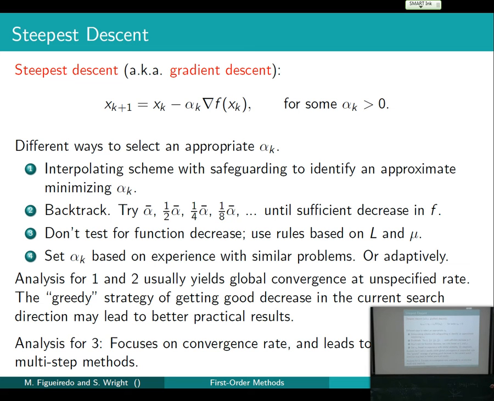But I'm mostly going to talk about number three here. Number two, by the way, is kind of a smarter way of doing backtracking. You can actually make educated choices of alpha k by doing sort of an interpolation along the line defined by alpha. Okay, so you can sort of fit quadratics to the values of alpha you've tried so far.